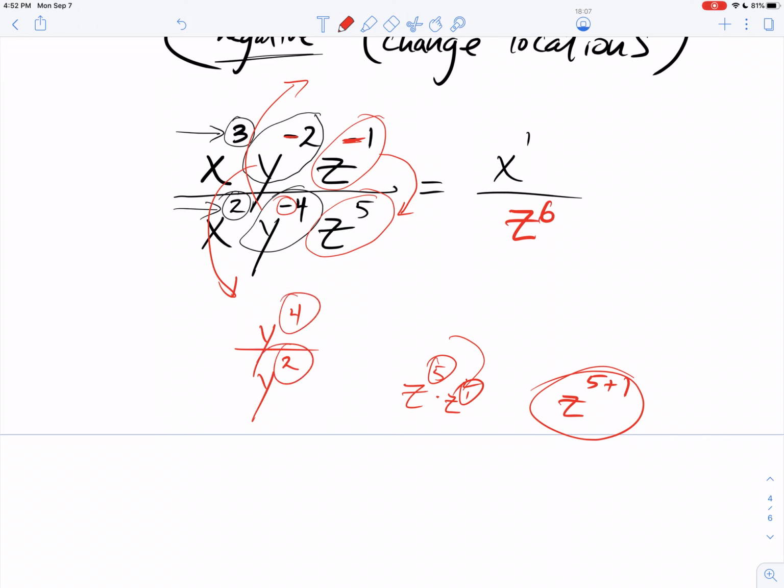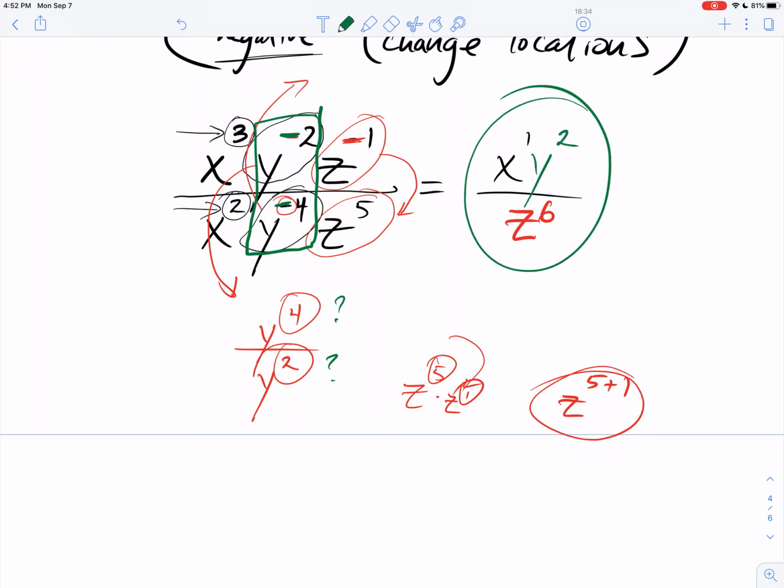Now, take a look at this. Remember, that stemmed from this right here. When this guy relocated and this guy relocated, this is what I ended up with. So now you ask yourself, who's more powerful, y to the fourth or y to the second? Well, y to the fourth is more powerful. How much more powerful? By 2. That's my final answer.